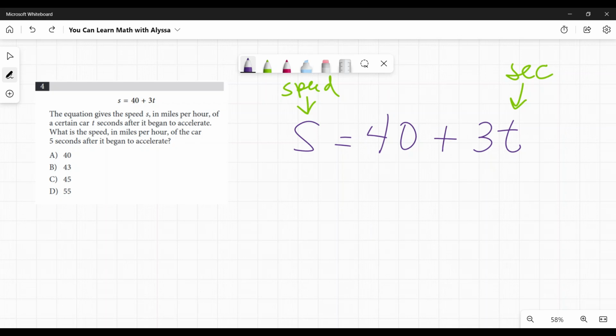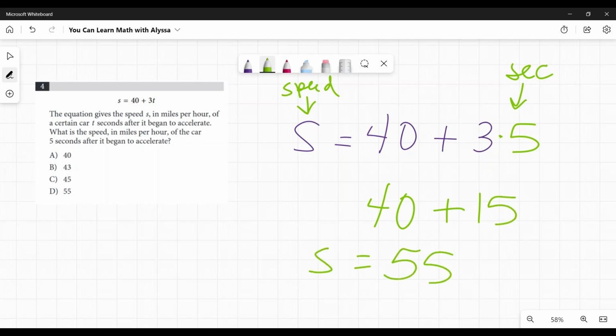So the speed, the rate of speed doesn't change. So they're wanting to know, what is the speed 5 seconds after it began? Again, they're not changing this from seconds to minutes, minutes to hours. They're keeping it seconds. They're being nice. So 5 seconds. I'm going to replace that T with 5, which is what they told me. And then I just do my math here. 40 plus 3 times 5 is 15. 40 plus 15 is 55. That is my speed, 55 miles per hour, and that is D.